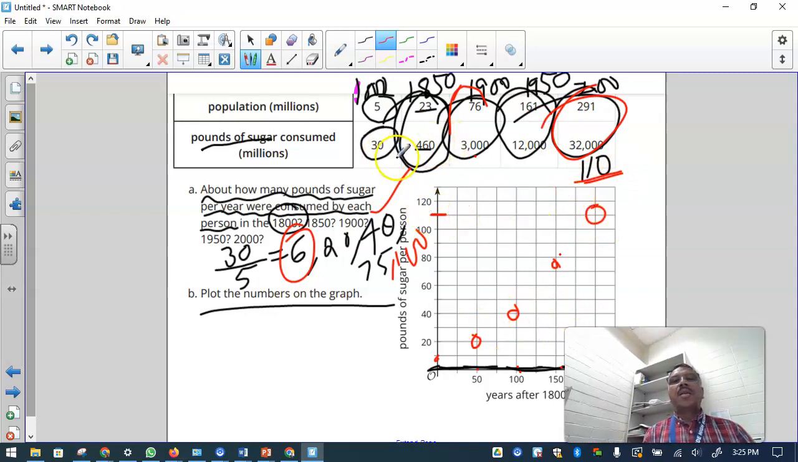So basically you have to find the ratio to understand how many pounds of sugar per year were consumed by each person. So you have to divide this. 30 million pounds divided by 5 million population is 6, so 6 pounds per person. So this 6 basically means 6 pounds per person.